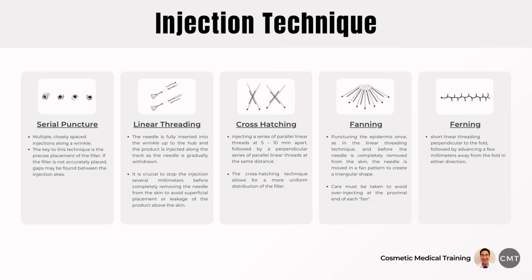Linear threading. Linear threading is a technique where the needle is fully inserted into the wrinkle up to the hub, and the product is injected along the tract as the needle is gradually withdrawn. This technique requires continual pressure and even distribution of the product. This requires a certain level of skill and dexterity, as practitioners must simultaneously push the plunger of the syringe while pulling back the syringe from the skin.